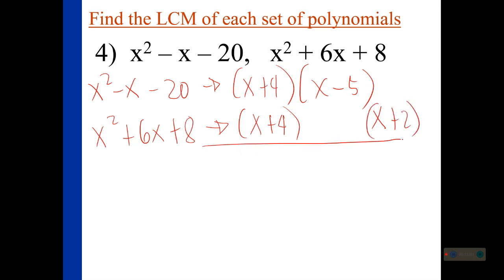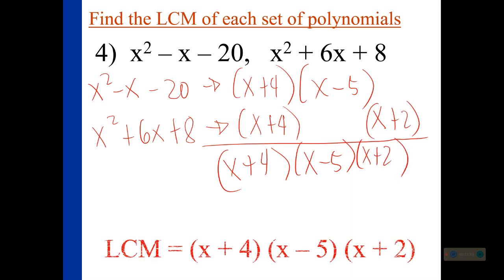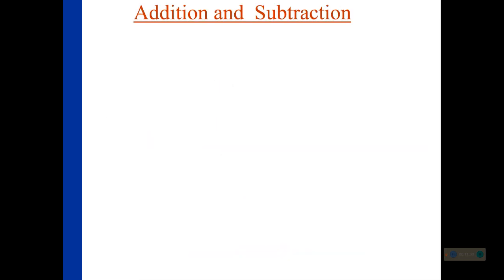And then you have to multiply. So we have here x plus 4 times x minus 5 times x plus 2. So the LCM will be x plus 4 times x minus 5 times x plus 2. So I hope you mastered how you are going to find the LCM of the given set of polynomials, because this will be a great help for you to add and subtract rational algebraic expressions with different denominators.